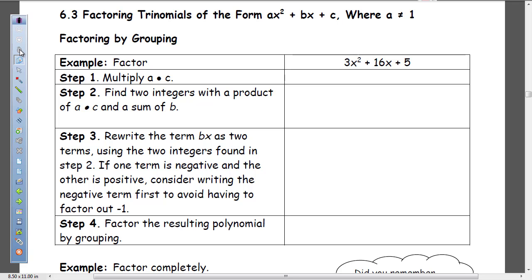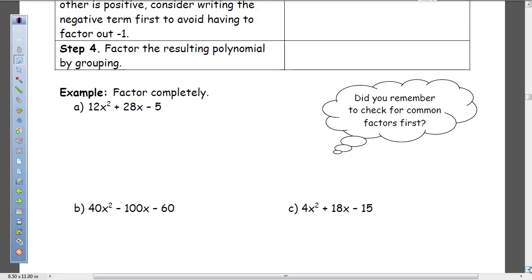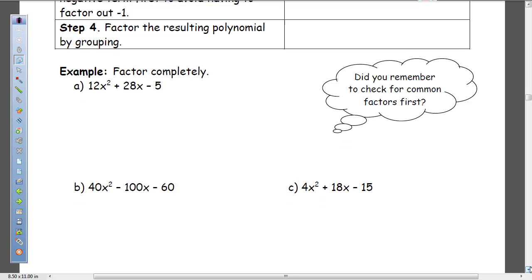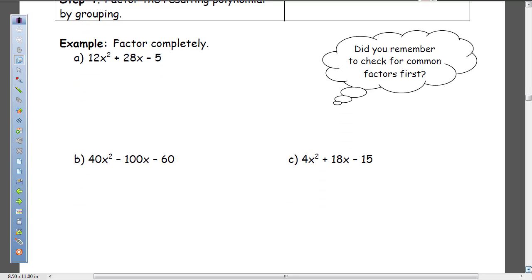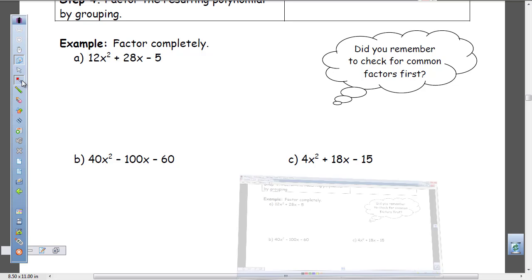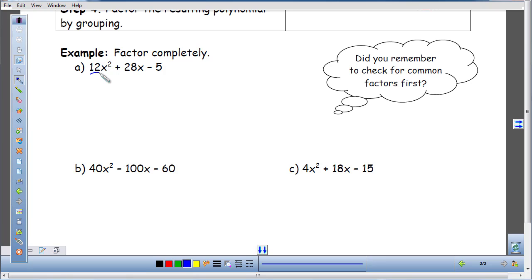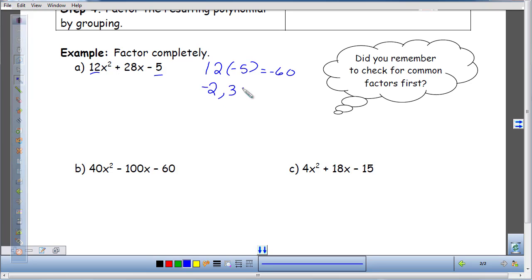All right, factor completely. These are directions that you'll see often. So I'm looking at A. We've got 12x squared plus 28x minus 5. So I'm going to look at the product of 12 and negative 5. So we get negative 60. I need factors of negative 60 that add up to 28. So negative 2 and positive 30.